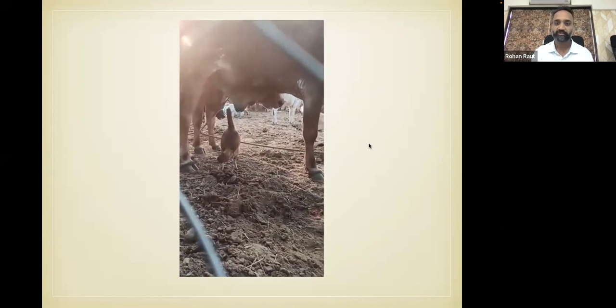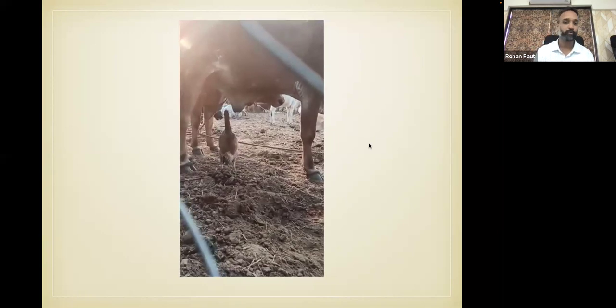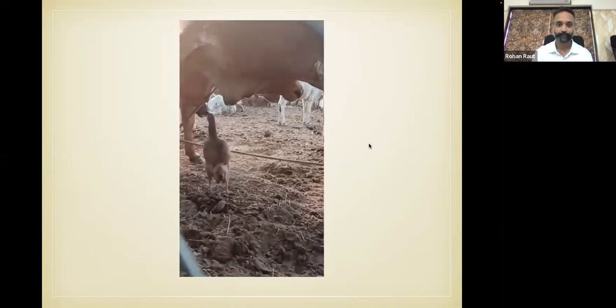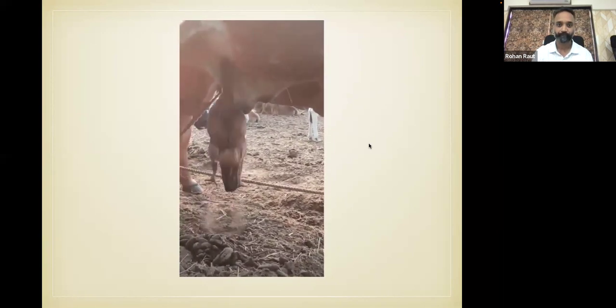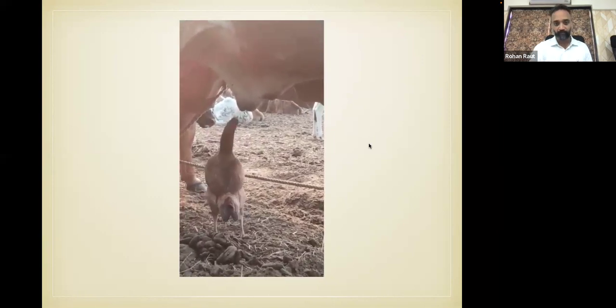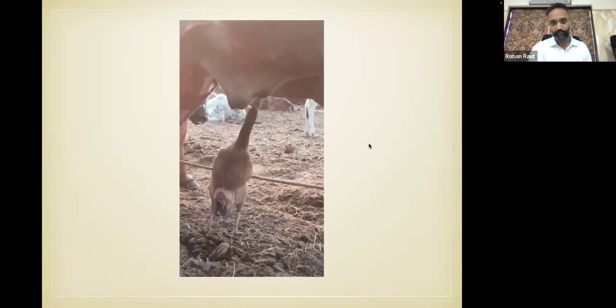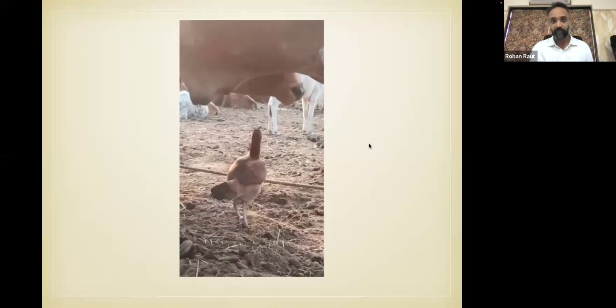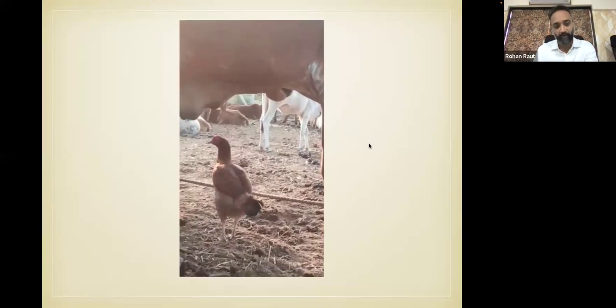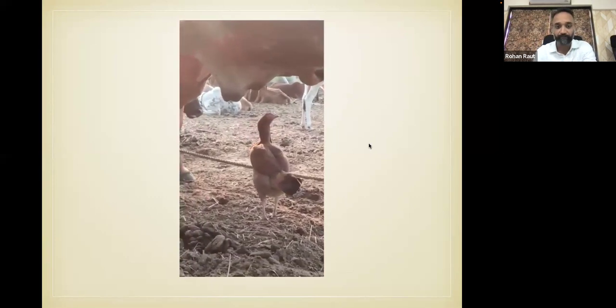See, no cost is being involved. If you see what is there just below the cow, it is transformed cow manure basically.